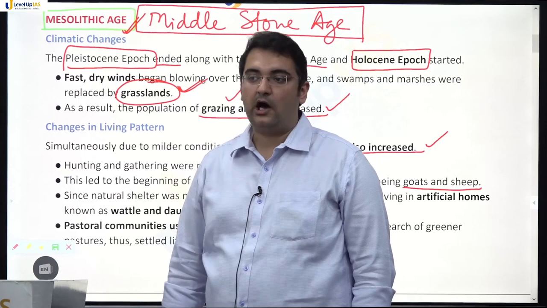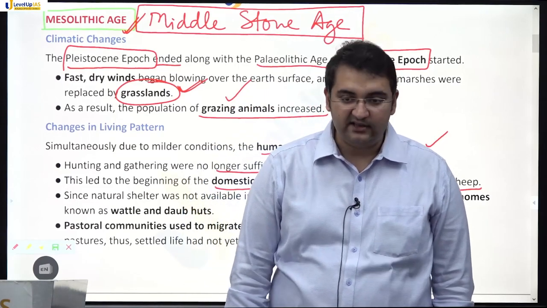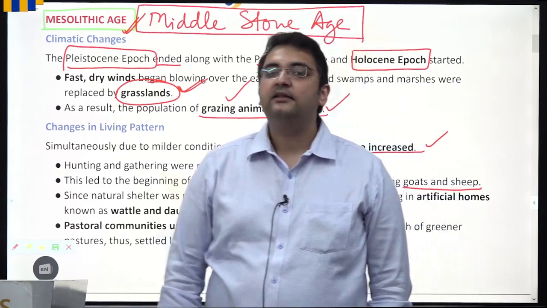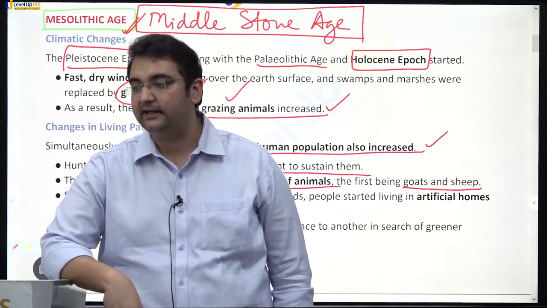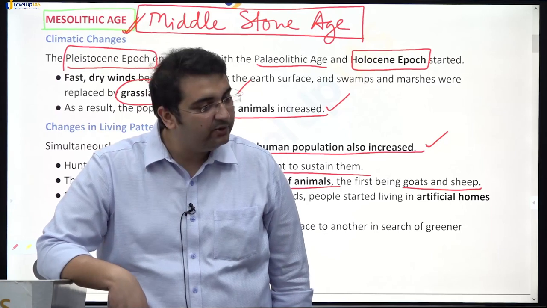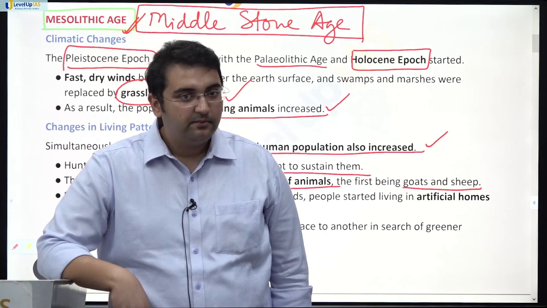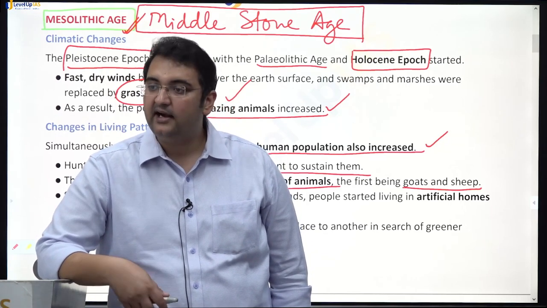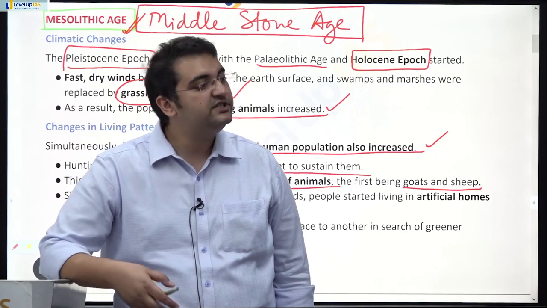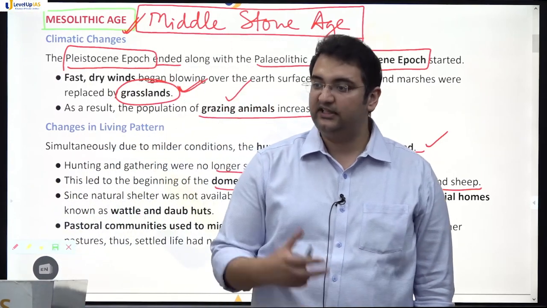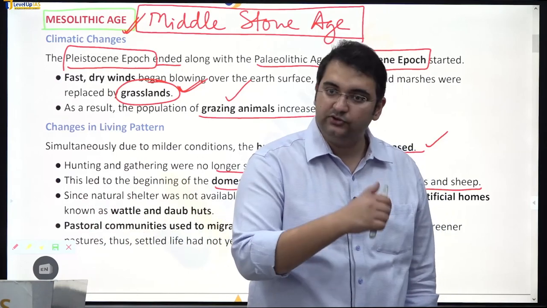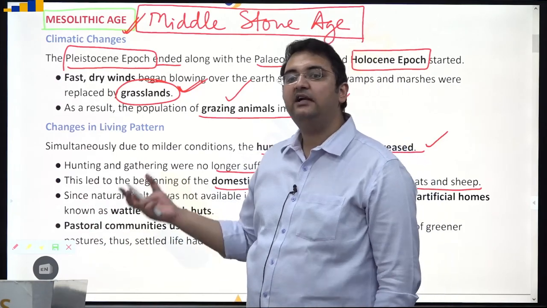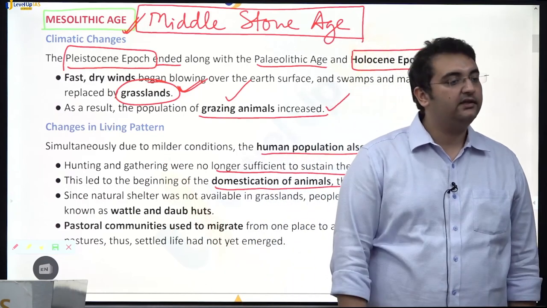Would the early human beings continue to be able to live in their caves and rock shelters? No, they would now have to come down into the grasslands, and here they would have to start making temporary dwellings, right? Why not permanent dwellings? Because pasture lands and the productivity is subject to changing seasons. So with seasonal change, they and their flock would have to migrate from one place to another.